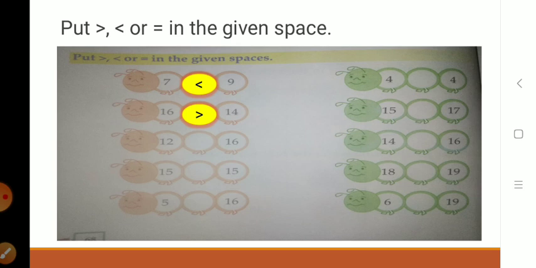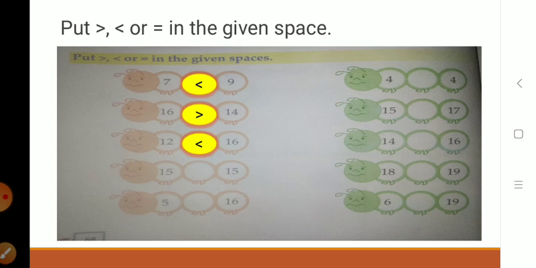Now see the next example: 12 and 16. Is 12 smaller or greater than 16? 12 is smaller than 16. So when the smaller number is given first, you put the close side on the smaller number. Give the smaller than sign, and denote this in your textbook. How will you read it? 12 is smaller than 16.